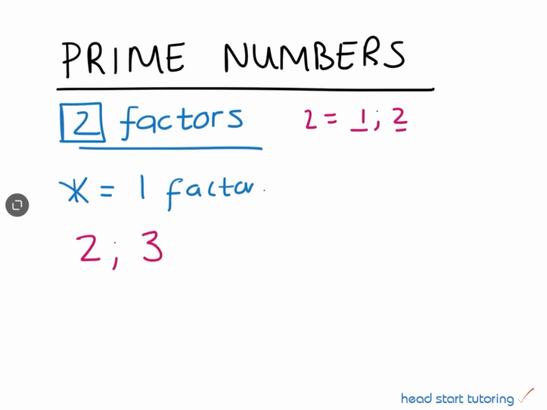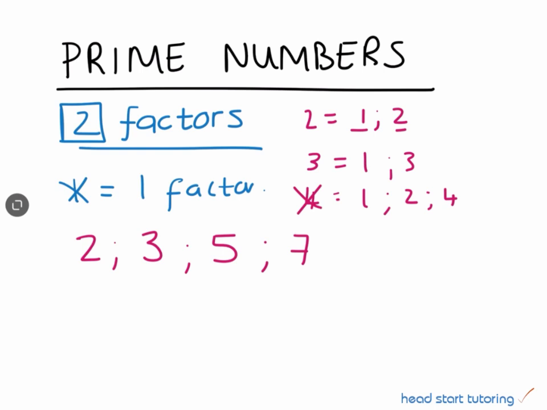The number 3 has factors of 1 and 3. So the number 3 is a prime number. The number 4 has factors 1, 2, and 4, so is therefore not a prime number, so we cannot list it as one of our first 5 prime numbers. The number 5 has factors of 1 and 5, so 5 is a prime number. The number 6 has more than 2 factors, so it's not a prime number.